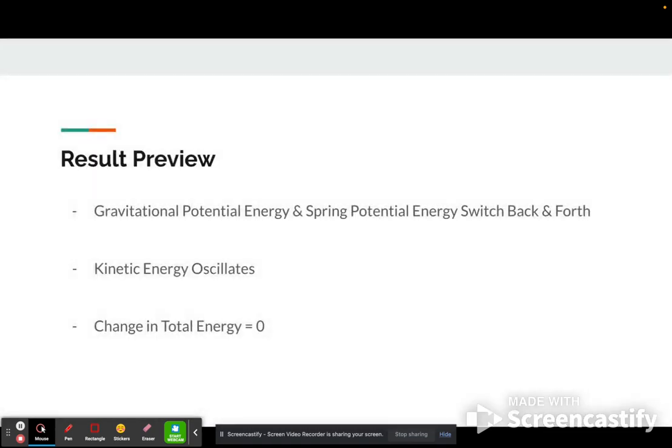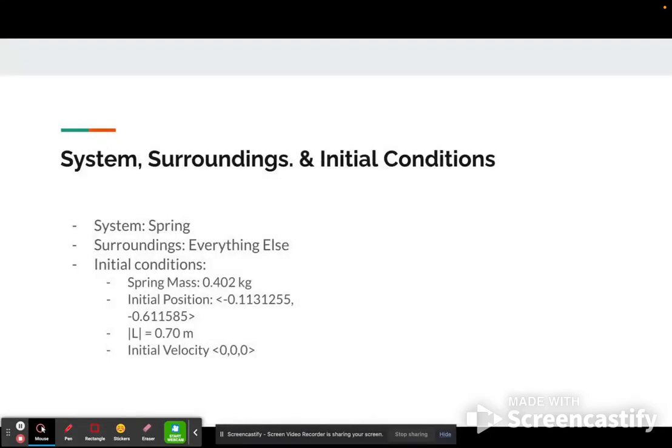So here's a preview of the results. We find that gravitational potential energy and spring potential energy switch back and forth. Kinetic energy oscillates, and the change in total energy is equal to zero, which is in line with the energy principle.